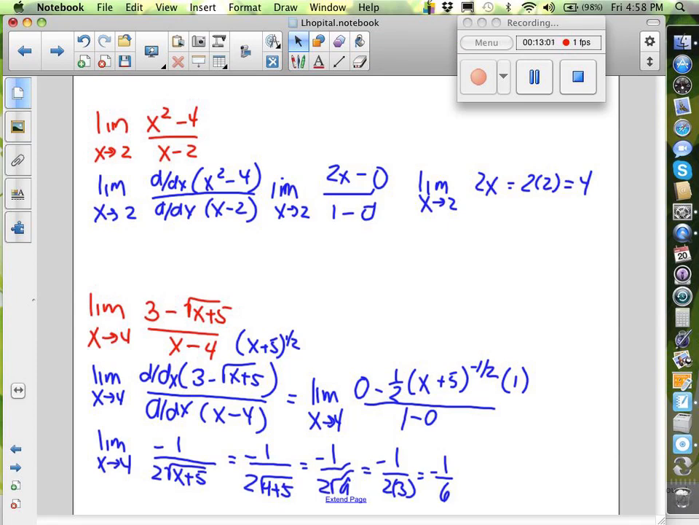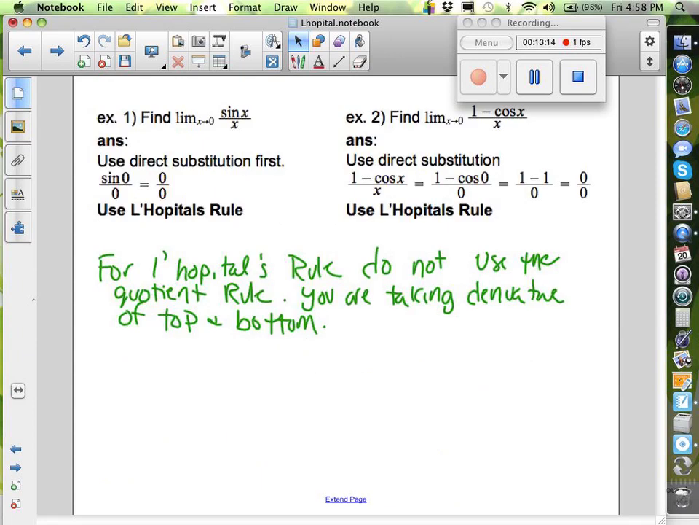In the first example, whether you factored and reduced or whether you used L'Hopital's rule, it was just about the same. In the second example, maybe it was a little easier using L'Hopital's rule and taking the derivative of the numerator and the derivative of the denominator. But either way, you got the same answer.